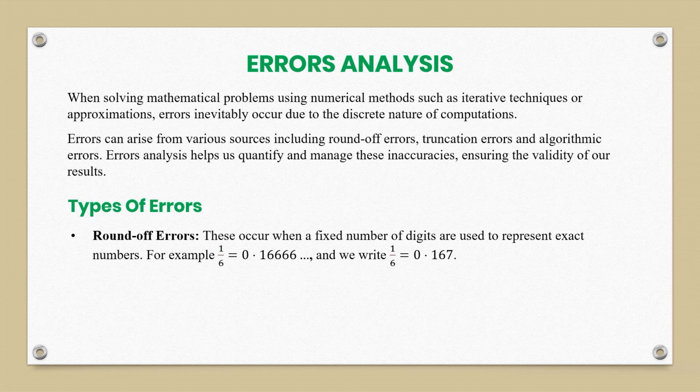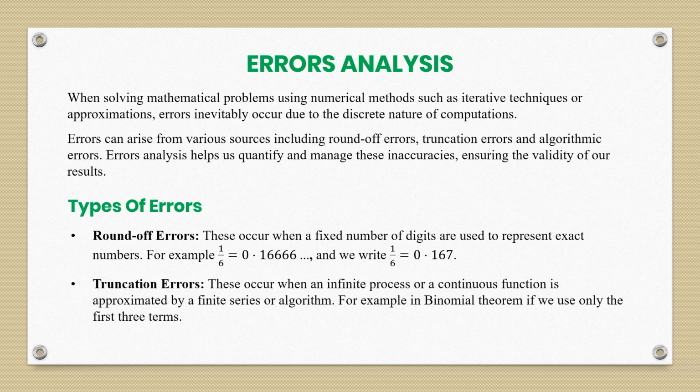So we may decide to round off this value to 0.167, and we realize that when we do that, we cause what we call a round-off error, because 0.167 is not the same exact value as 0.1666 infinitely, but we've just tried to round it off, so that causes an error.